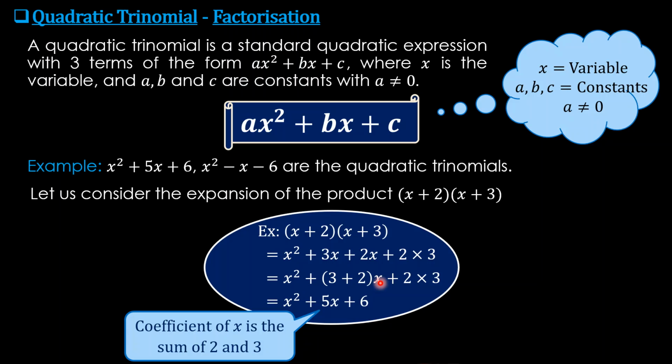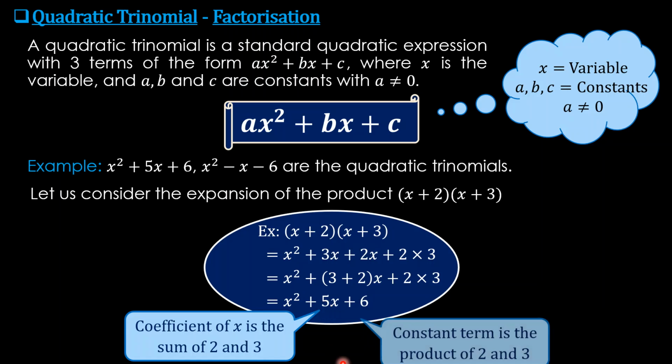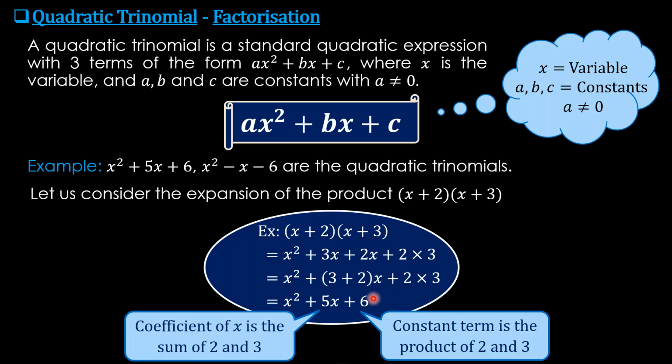The coefficient of x here is the sum of 2 and 3. So the sum of these 2 and 3 is the coefficient of x, and the constant term 6 here is the product of these 2 and 3. The sum of those two numbers is the coefficient of x, and the product of these two is 6.